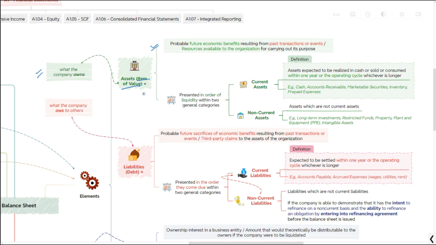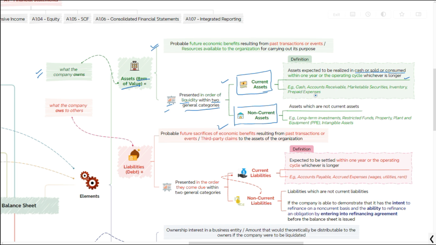The assets are presented on the balance sheet in the order of liquidity, and we have two general categories of assets: the current assets and non-current assets. So when are assets current assets? If they meet certain definitions. Current assets are the assets expected to be realized in cash, sold or consumed within 1 year or the operating cycle, whichever is longer. So this is the definition of current assets. Whatever meets this definition is your current assets.